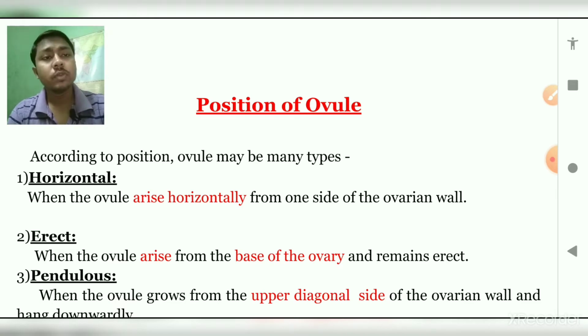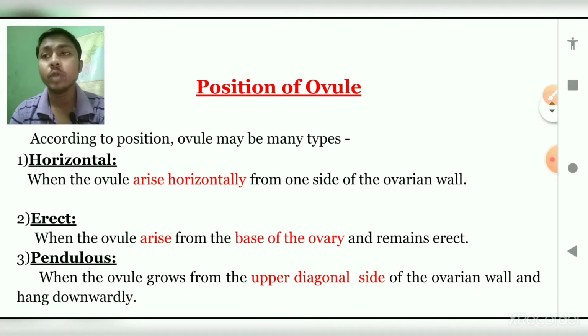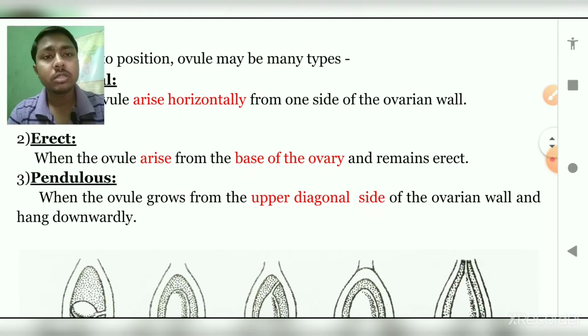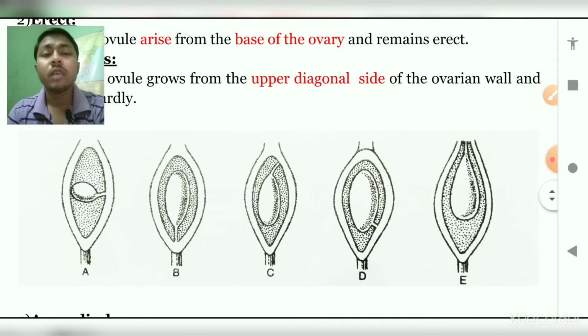So first of all we discuss the horizontal type of ovule. In this video we discuss the 5 types of ovule and their images. Basically, when the ovule arises horizontally from the ovarian wall, this is called the horizontal type of ovule. If we see the picture, figure A indicates the horizontal type of ovule, where the ovule arises from the ovarian wall in a horizontal way. So this arises horizontally.